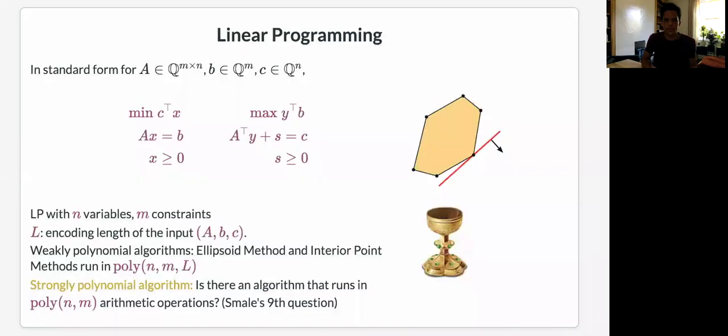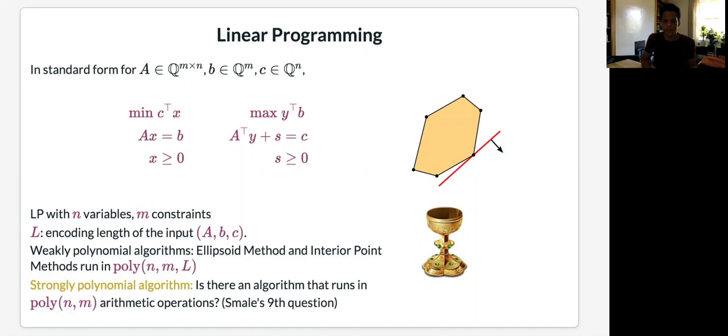The problem we are concerned about is linear programming. In standard form, we can write linear programs as follows. We aim to minimize a linear objective over linear equality constraints, and enforce non-negativity of x. On the right-hand side, we find the dual version of the problem. We state it in primal-dual form because this will become important for the interior point methods that we're going to use to solve the problem.